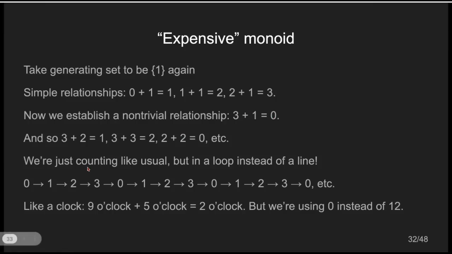So with the regular natural numbers, you just go 1, 2, 3, 4, 5, etc., extending outward. With our expensive monoid, we go in a loop: 0, 1, 2, 3, 0, 1, 2, 3, etc. Now this might look weird, but it's actually familiar because this is how we count on a clock. So if I tell you 9 o'clock plus 5 o'clock equals 2 o'clock, if that makes sense to you, then something like 3 plus 2 equals 1 can make sense as well. Now we're using 0 instead of 12 here. So imagine a clock that goes 0, 1, 2, 3, 0, 1, 2, 3. That's what we're doing with our expensive monoid. So it looks weird, but you all know how to count this way. It's just counting with the clock.